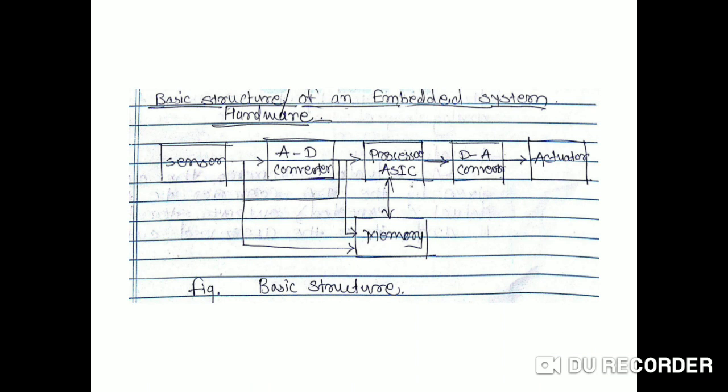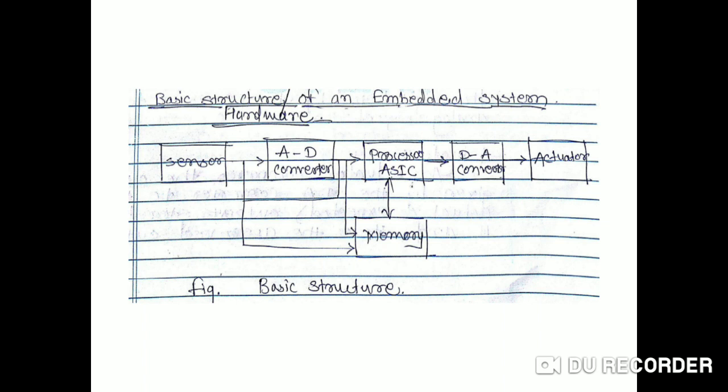Now next is the basic structure of an embedded system, which includes first unit as a sensor. It measures the physical quantity and converts it into an electrical signal which can be read by an observer or by any electronic instrument like an A to D converter. A sensor stores the measured quantity to memory.